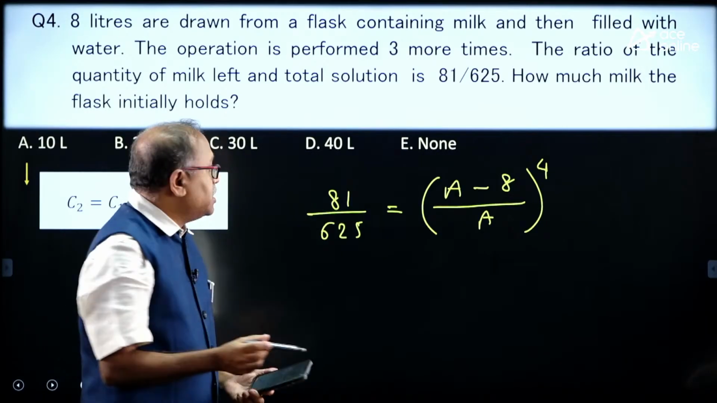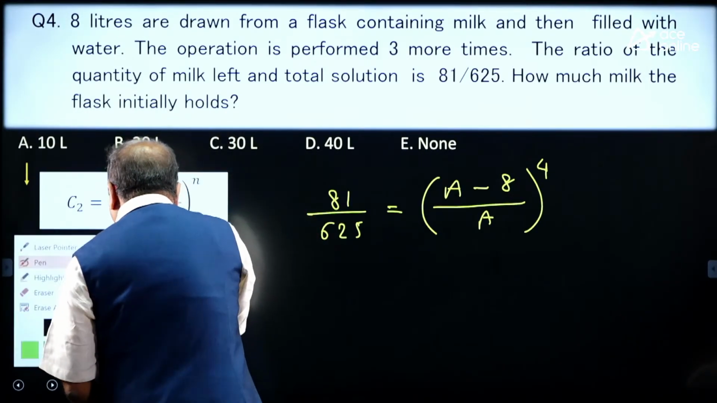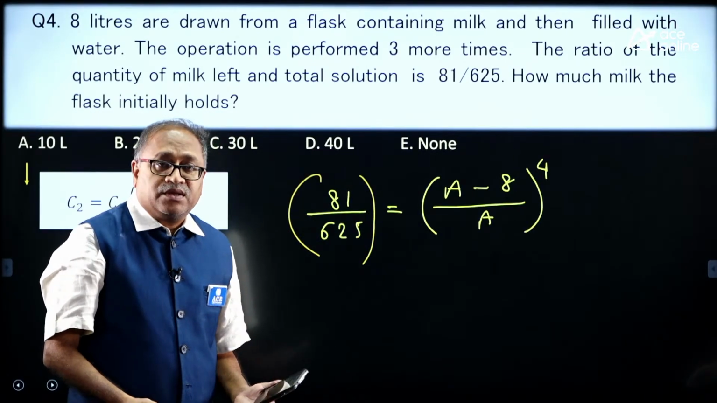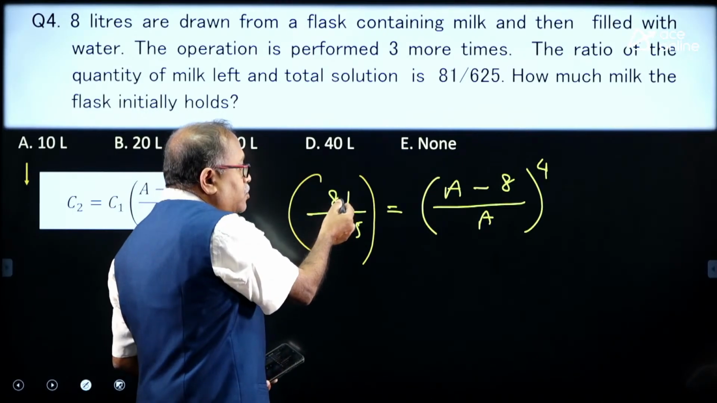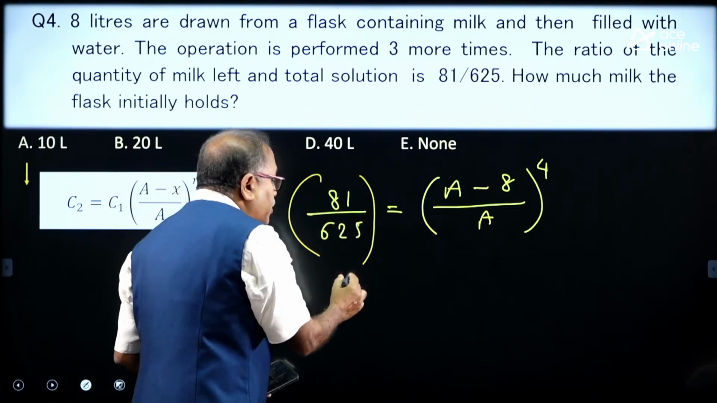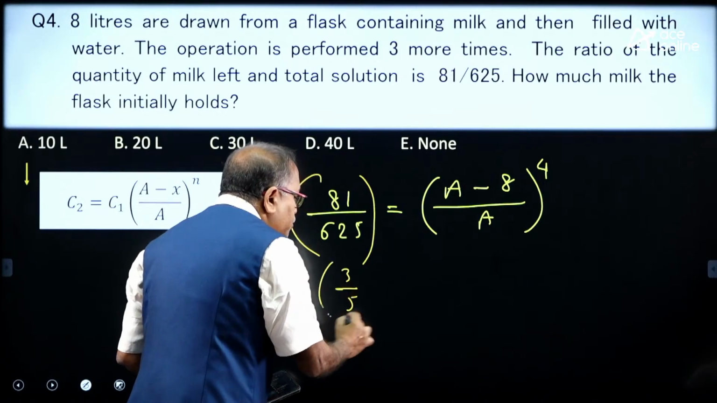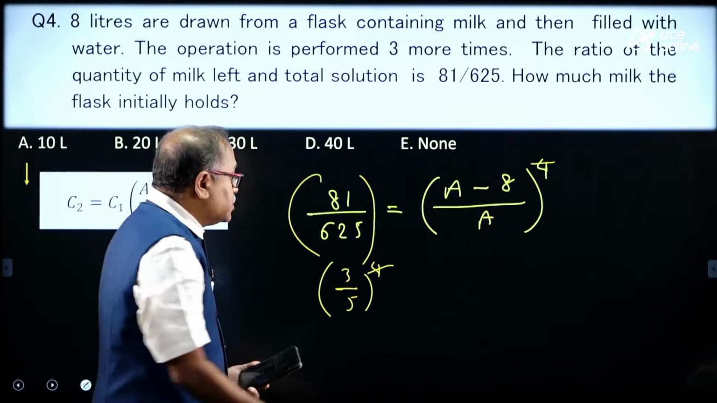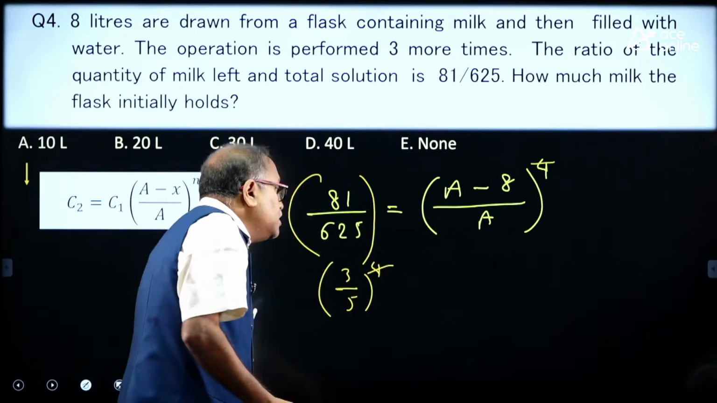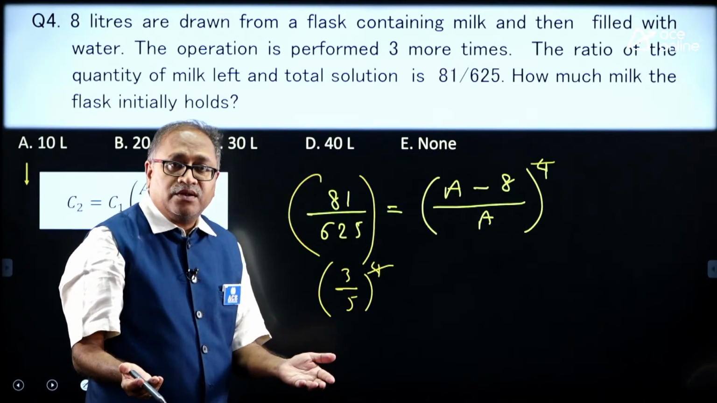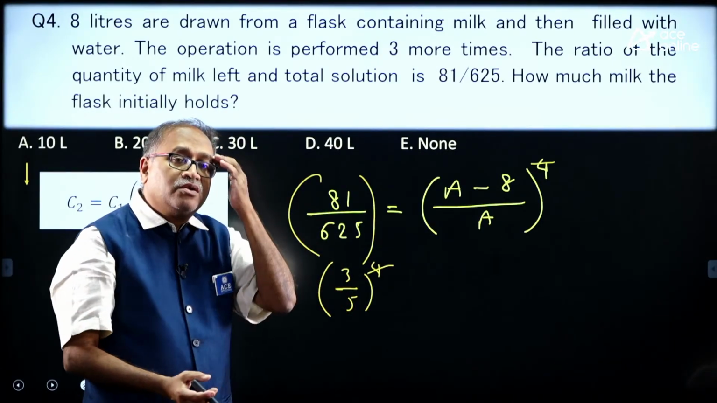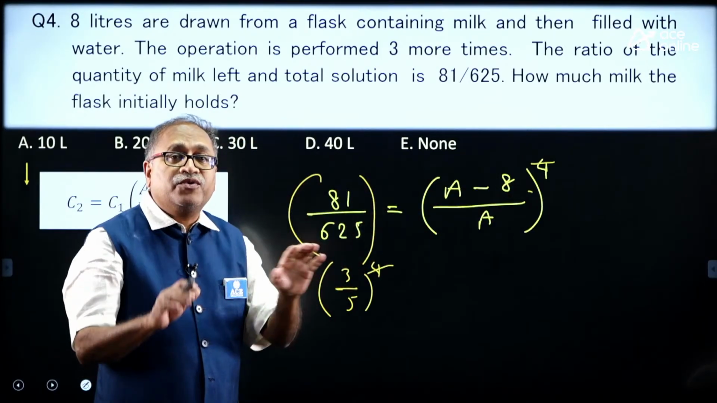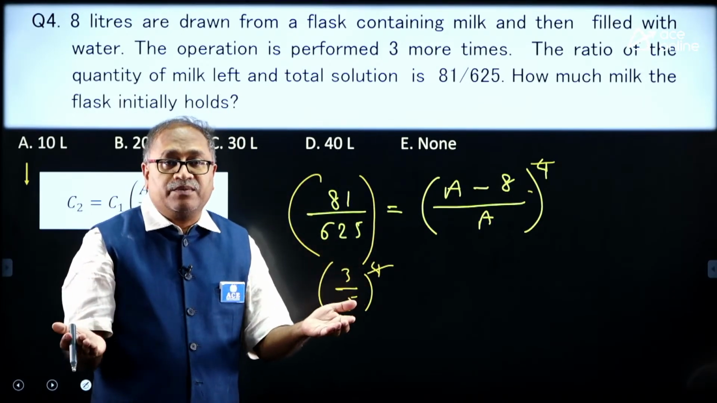Come on, my friends, some of you must be understanding that this can also be written in the form of power 4. Let me write down the left hand side. This is 3 to the power 4, this is 5 to the power 4. So, (3 by 5) to the whole power 4, and the power 4 and 4 get cancelled. So, 3 by 5 is equal to (A minus 8) by A. Just it should strike in your mind that if this is power 4, this must be on power 4, then only it can be cancelled, or else it can't be solved.